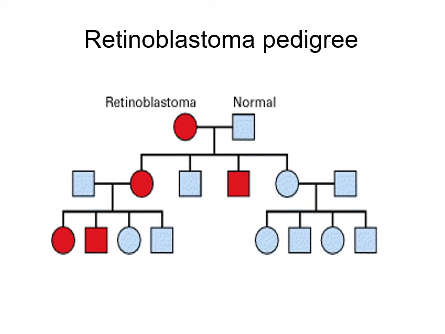Here is a retinoblastoma pedigree. The people that are colored red have the disease, and the normal ones do not. It does segregate as an autosomal dominant, in the sense that people inherit it from affected parents.